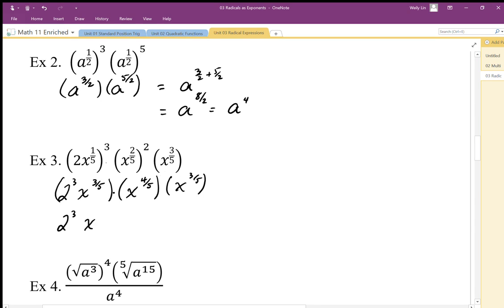Well, they all have a root 5 denominator, or if we were thinking of them in radical terms, they all have a common radical. So we can multiply them together, or we can add the exponents together. So we have 3 plus 4 plus 3 is 10 over 5. That ratio of 10 to 5 can be simplified, so we end up with 2 to the power 3. And that simplifies to power 2.